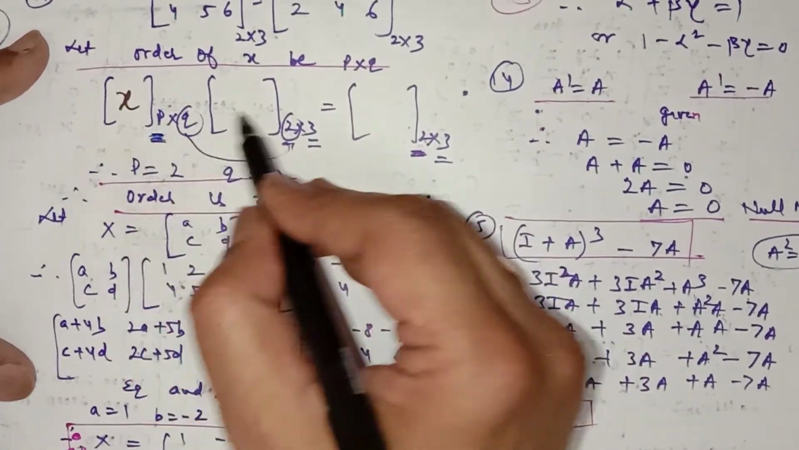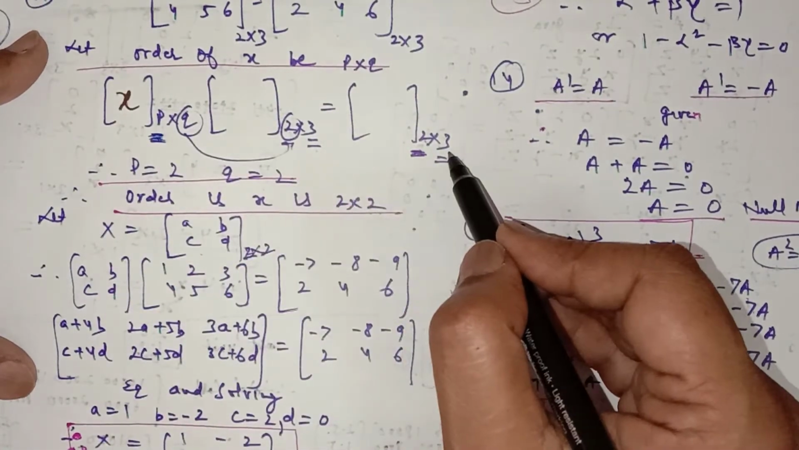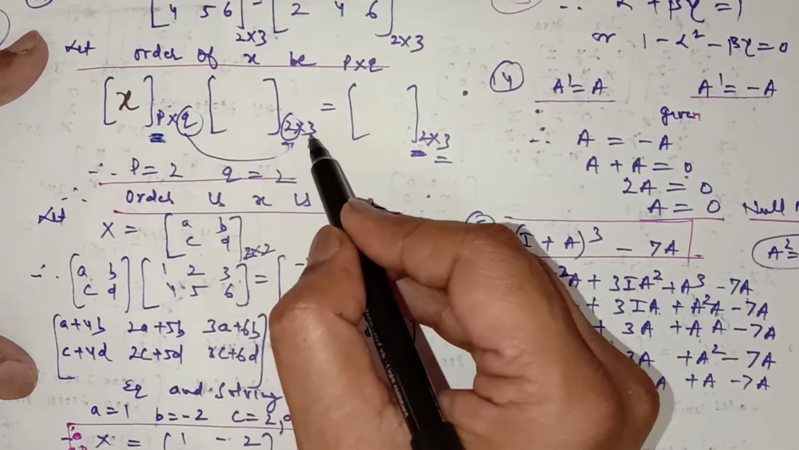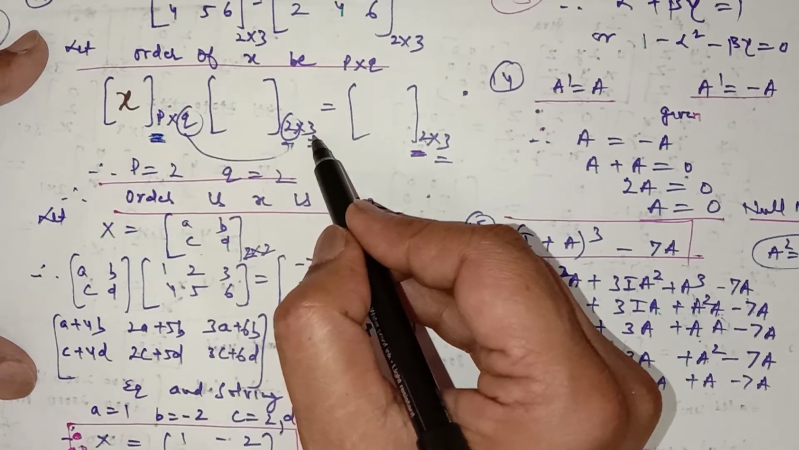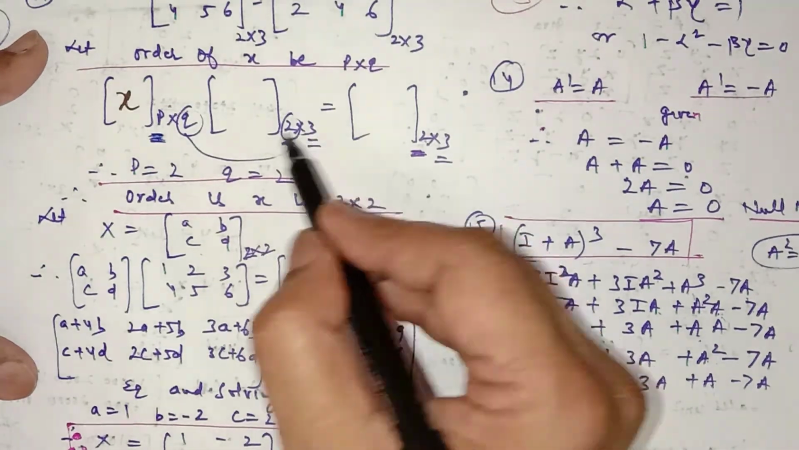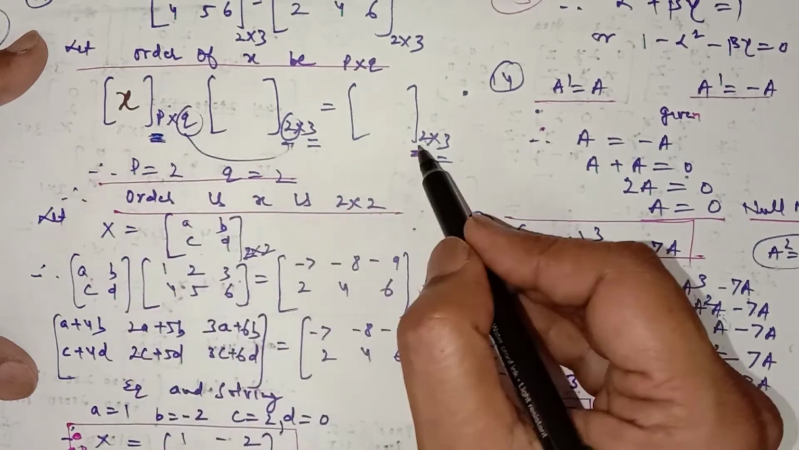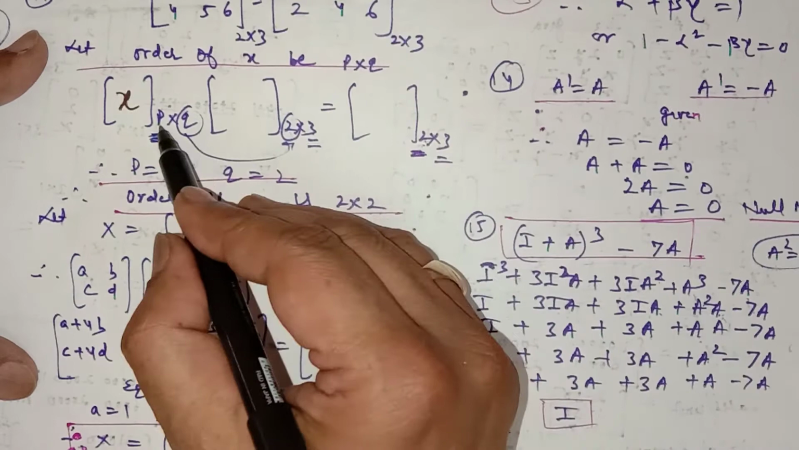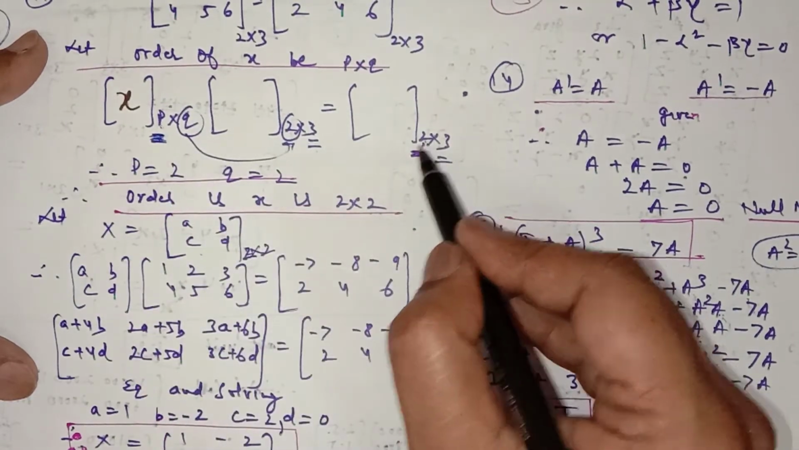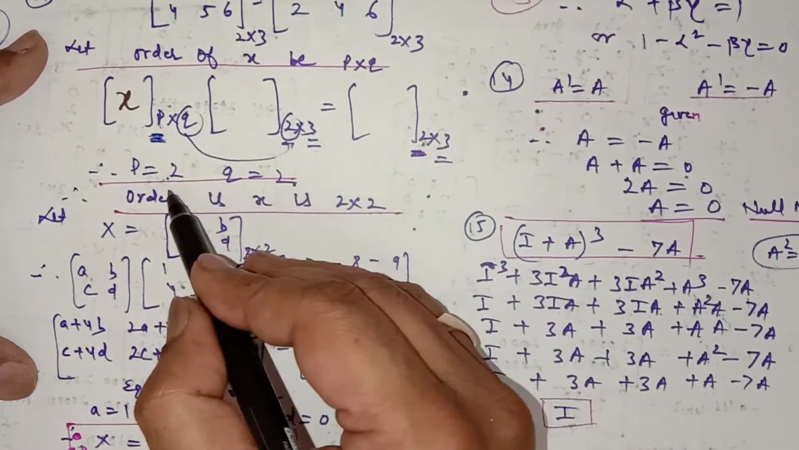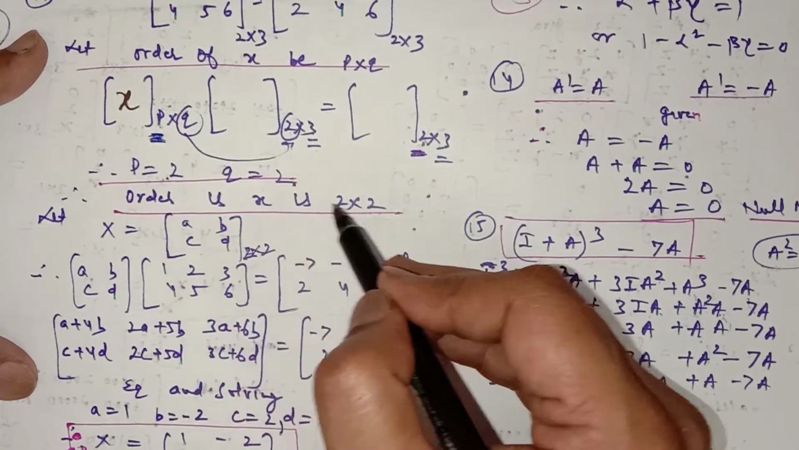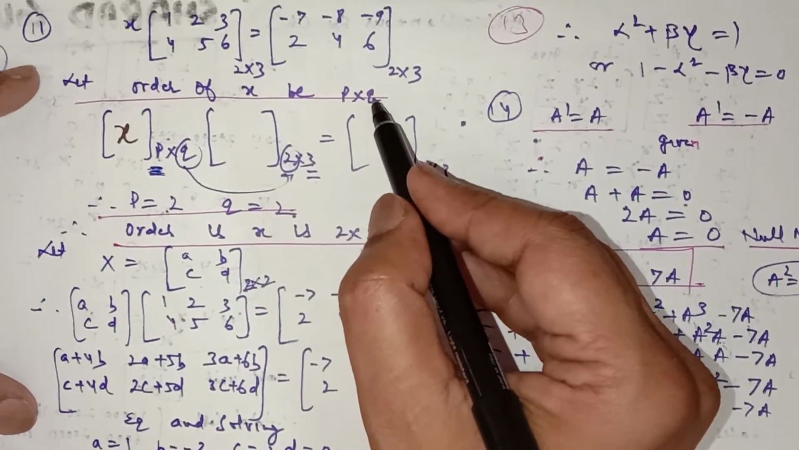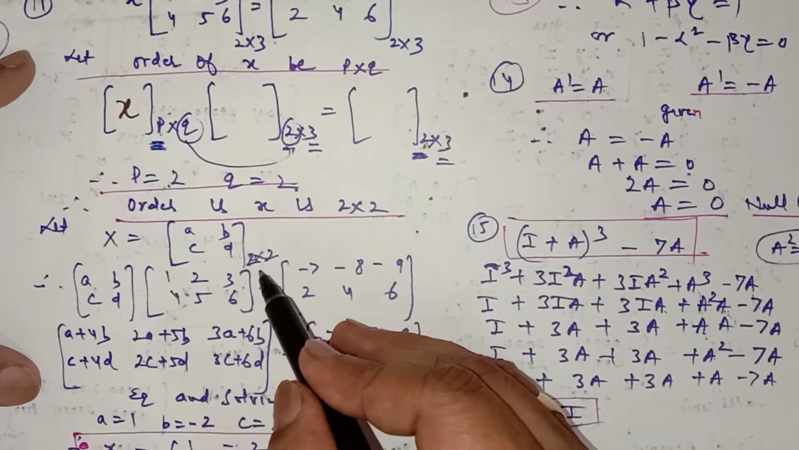Now we know that the product of these two matrices is 2 by 3, and the order of the resultant matrix is equal to this into this. We have discussed this in the beginning of this chapter, in the multiplication of matrices. So the value of P will be equal to 2. Therefore the order of the matrix X is 2 by 2, because we let the order of this matrix as P into Q. So we have found out the order of the matrix X.